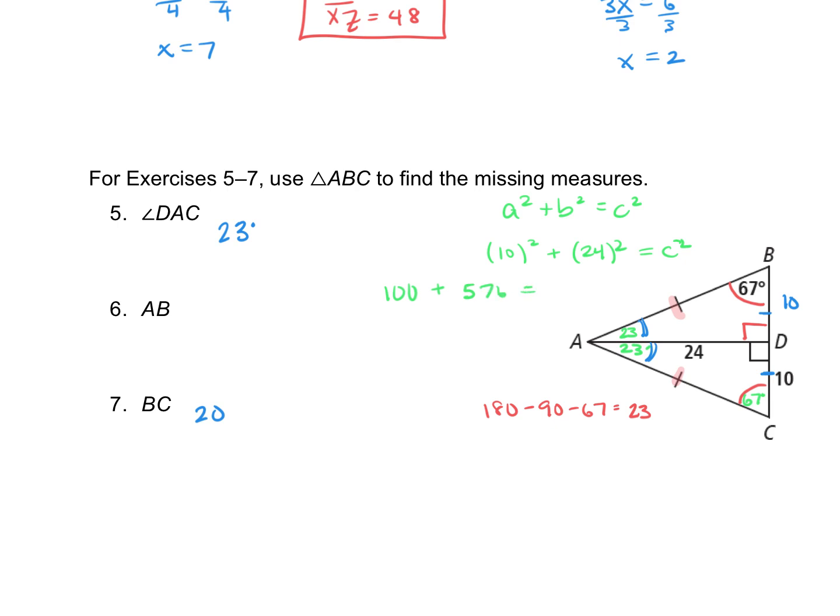is 576, and there's our equal c squared. Now we'll add these together. 100 plus 576 is 676, and then we'll just square root both sides. Square root of 676 is 26, so we just found out that c is 26. Remember, c was the hypotenuse of that triangle, so we know that AB is 26, which answers it over here.